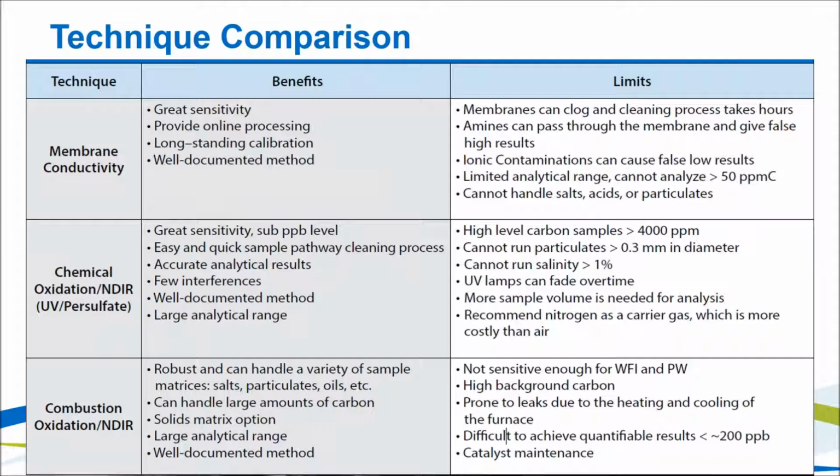It's difficult to achieve quantifiable results less than 200 parts per billion. And like we showed earlier, the Fusion can easily handle 10, 20, 50 parts per billion accurately and precisely. And then you have a bit more maintenance because of the catalyst. So you will have to change the catalyst more often, and maybe more other maintenance since you're running dirtier samples through the system. It tends to have more maintenance altogether.